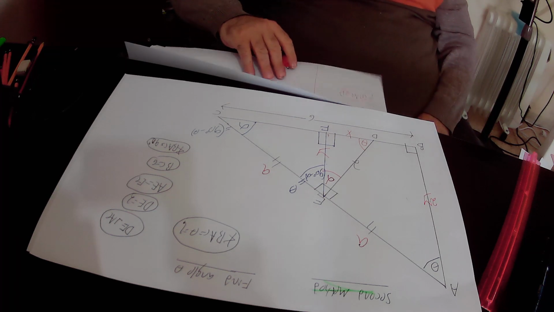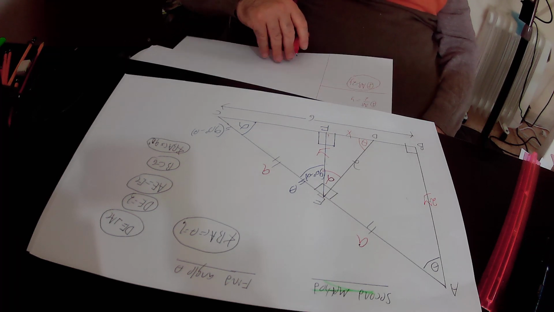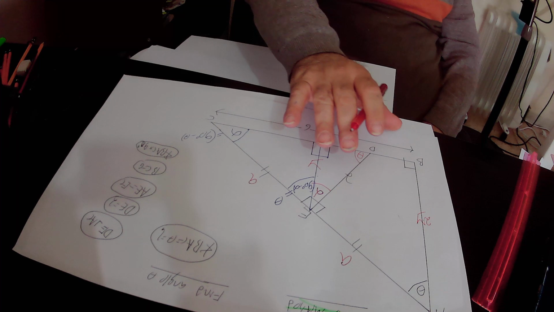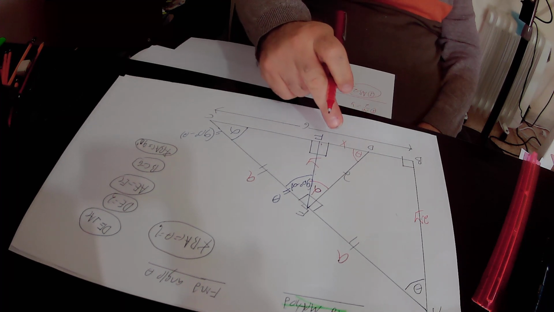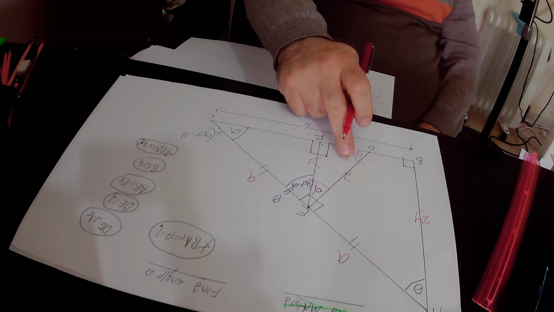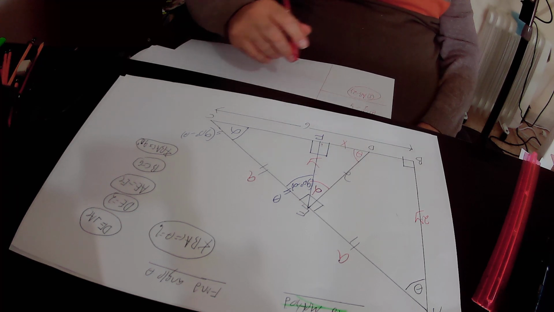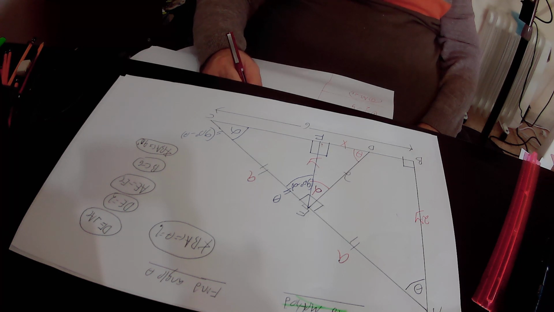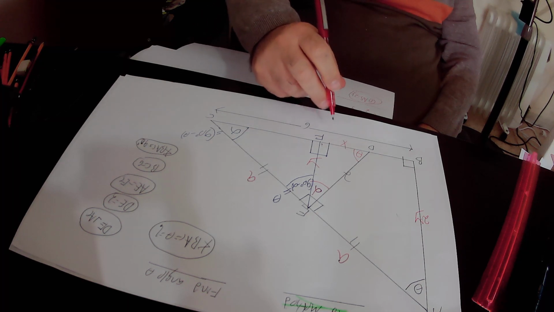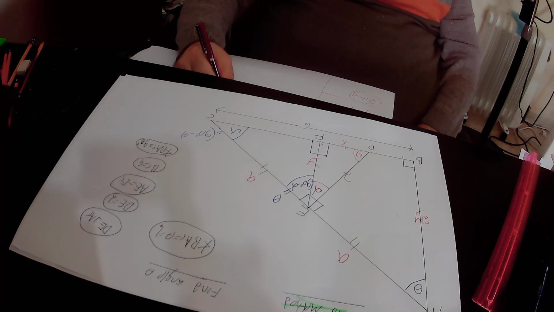In the next step, we will prove that the right big triangle, triangle ABC, is similar to the right small triangle, triangle DEF. So why are those two right triangles similar to each other? Triangle ABC, the right big triangle, is similar to the right small triangle, triangle DEF.